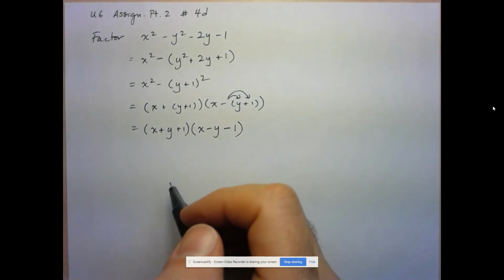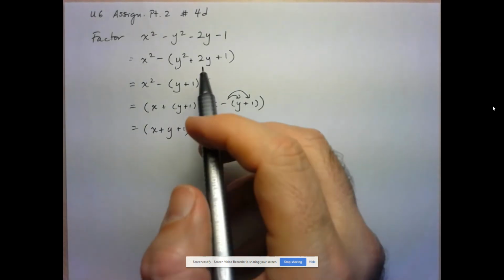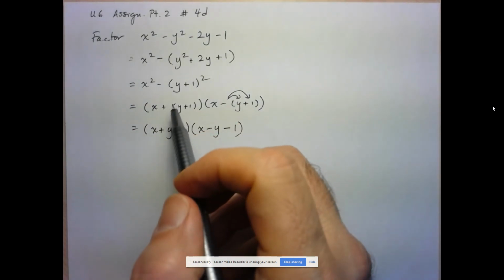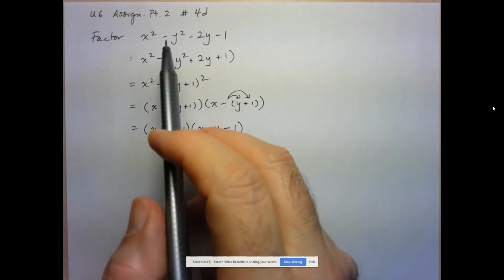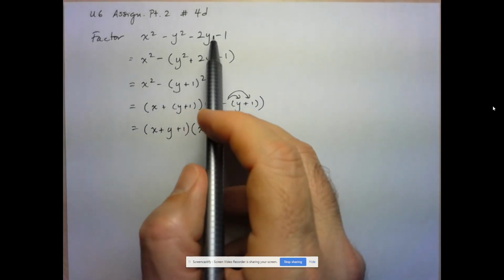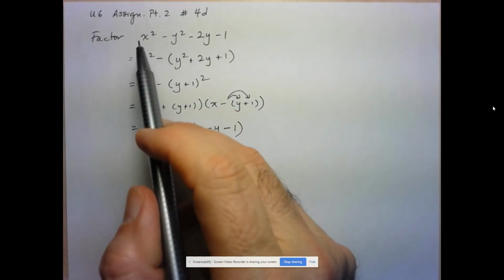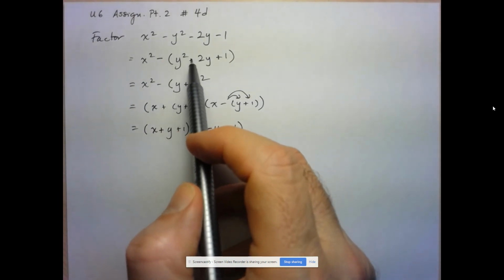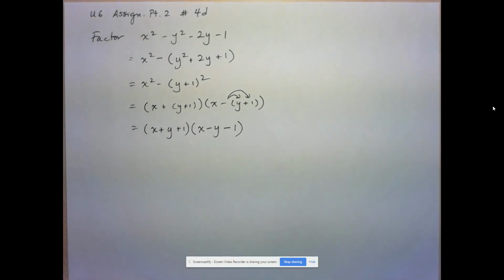All right, so let's just recap here. So this is an example of using grouping to create a difference of squares. The difference with this problem here is that first we had to factor out the -1 so I could create an expression squared minus this trinomial, which turned out to be a perfect square. Okay, that's it for this one.